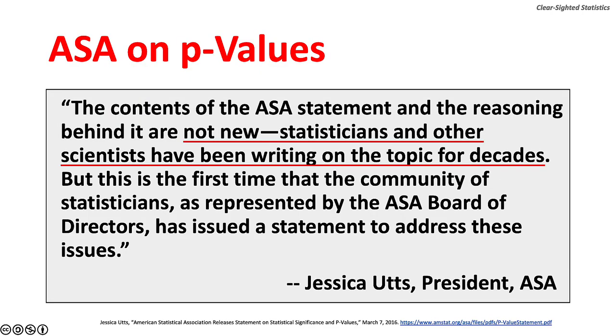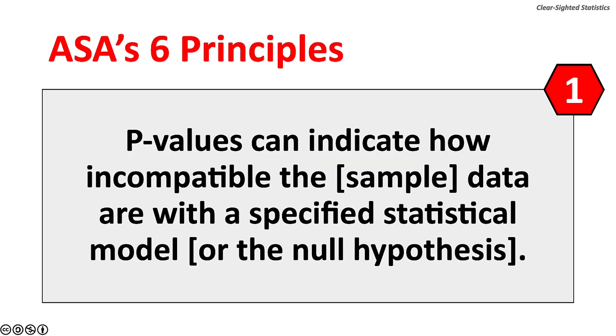Jessica Utz, president of the ASA, wrote, "The contents of the ASA statement and the reasoning behind it are not new. Statisticians and other scientists have been writing on this topic for decades, but this is the first time that the community of statisticians, as represented by the ASA's board of directors, has issued a statement to address these issues." The ASA's board issued six principles on p-values.